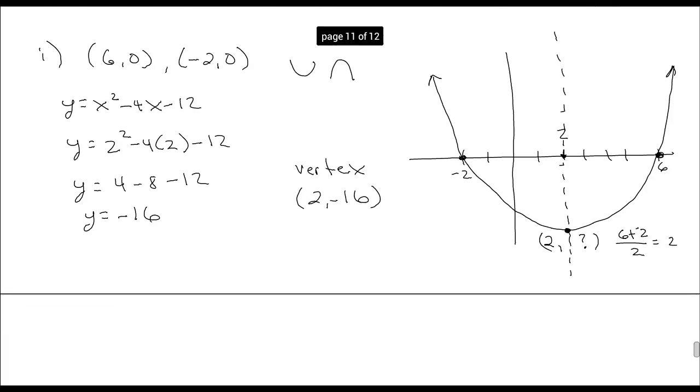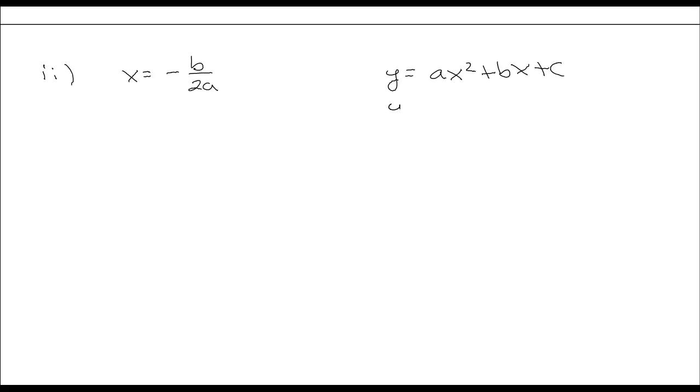Alright. Second method. I said let x be negative b over 2a. So if you're given an equation in this form, which we are, because again, here's the equation. Let me write that a little neater. I'm just being fussy. Let's see, x squared minus 4x minus 12.